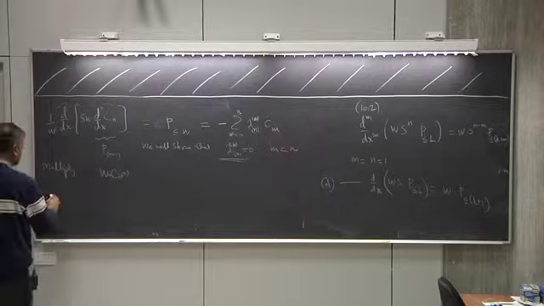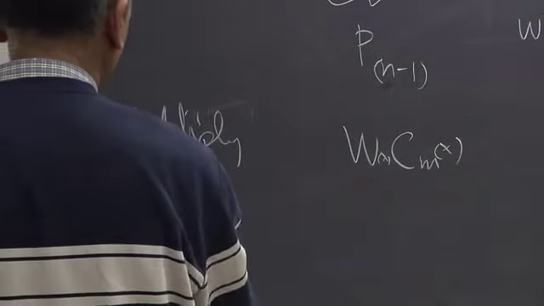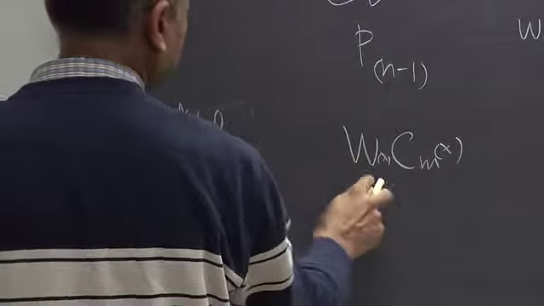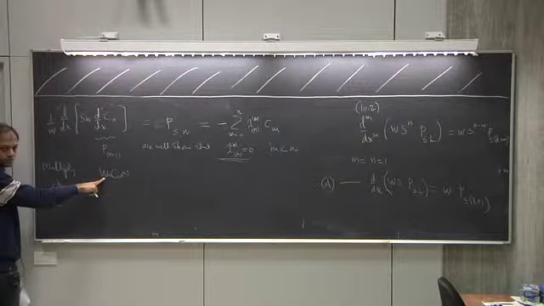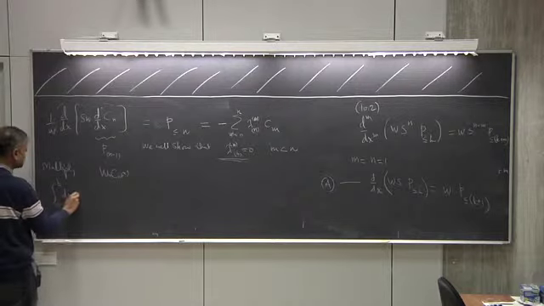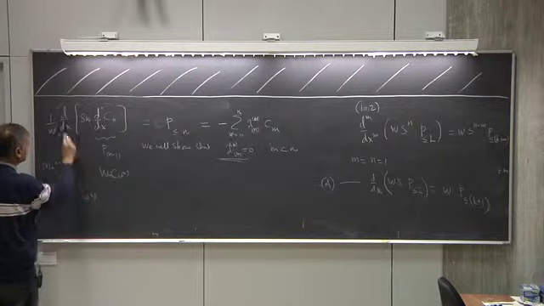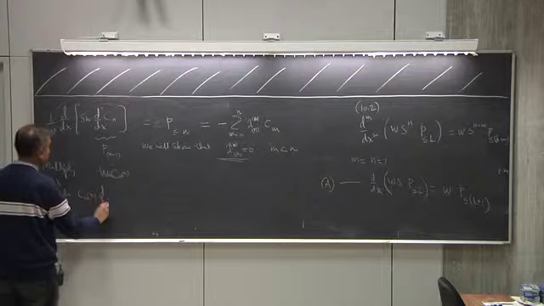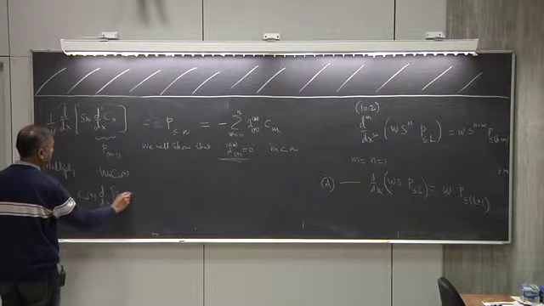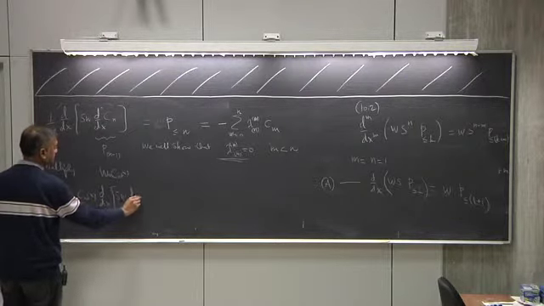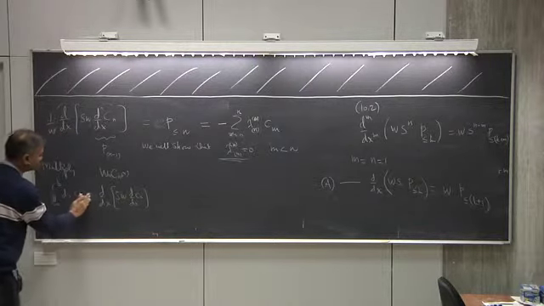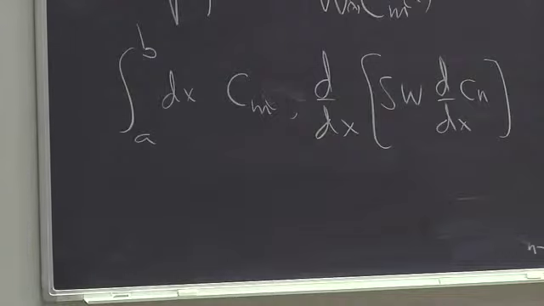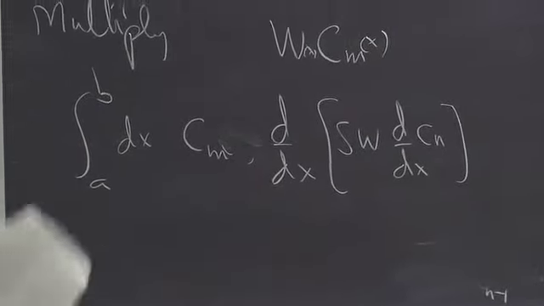So we integrate, and the left hand side gives you the integral from a to b. There is a w times C_m I am multiplying here, so this w cancels with that w, okay? So that you get here dx, C_m(x), and then you have d/dx acting on s w d/dx C_n(x). I will drop this x, it just makes it messy. Okay, so this is what we get on the left hand side.